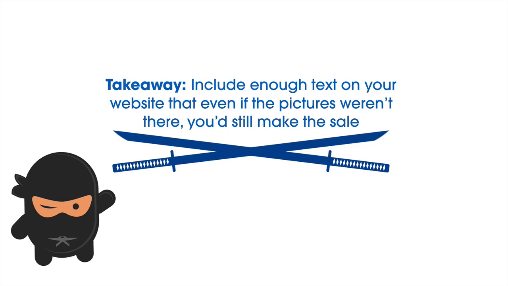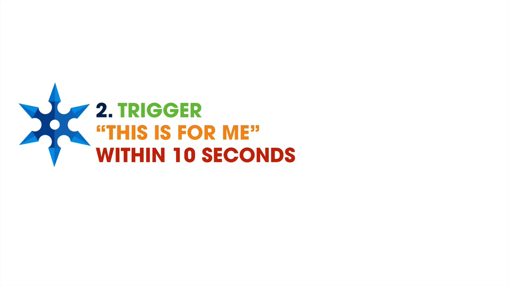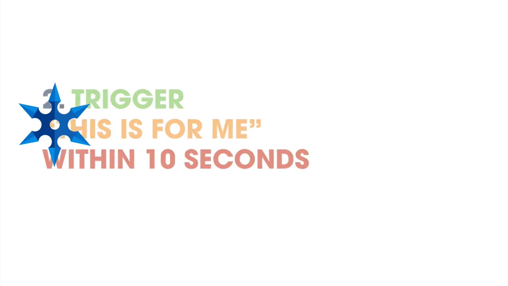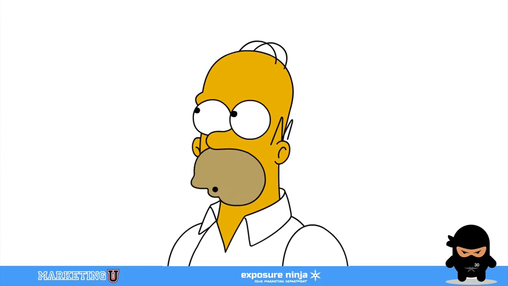Okay, so that's point 1, to make a good first impression. Point 2 is trigger something called "This is for me" within 10 seconds. That's the impact, that's the thing that we want our customers to say when they land on our website. I'm going to introduce you to an avatar. Homer Simpson is your website visitor. Not because he is stupid. Your website visitor is not stupid. Your website visitor is rushed. They're in between meetings. They're stressed.